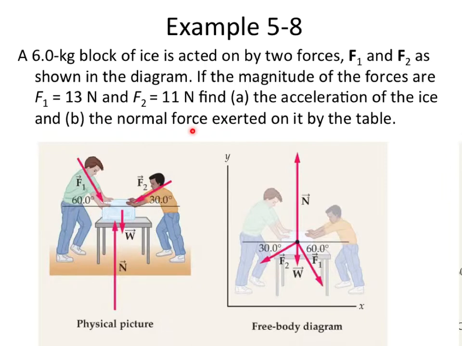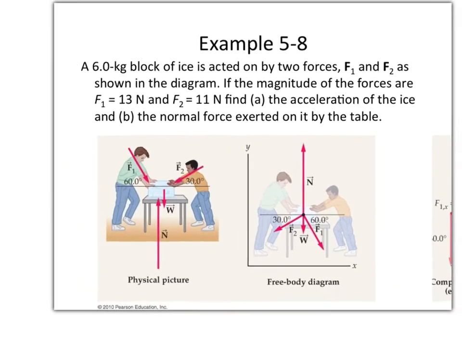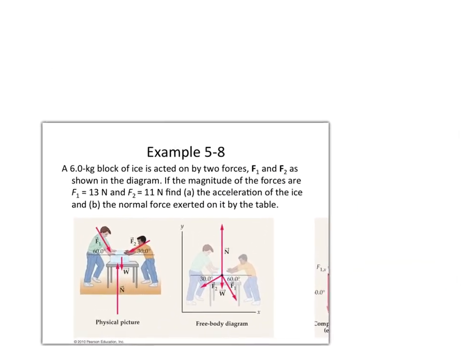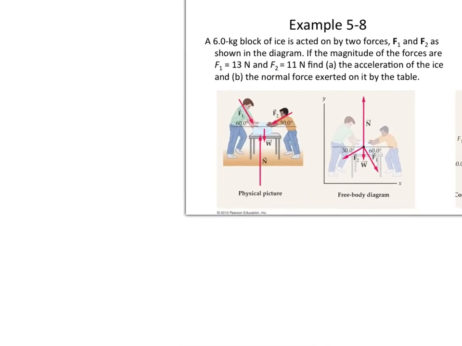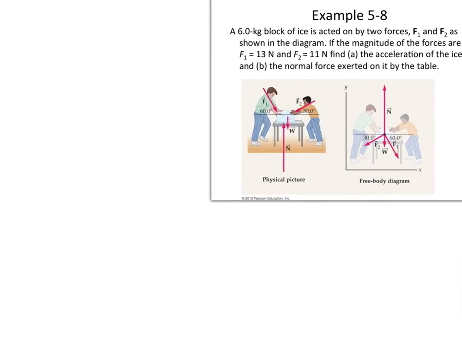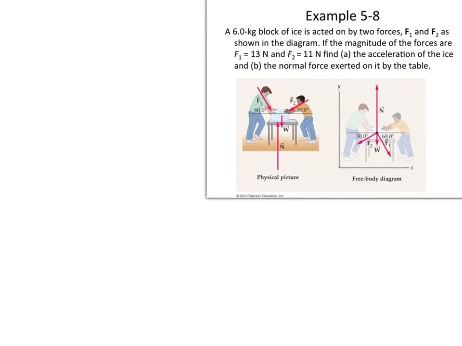So let's take this and simply shrink it down a little bit. I'll put it over here. And I'm going to redraw my ice block. Here's my ice block right here, and the table that is supporting it, I'm going to draw right underneath it like that.